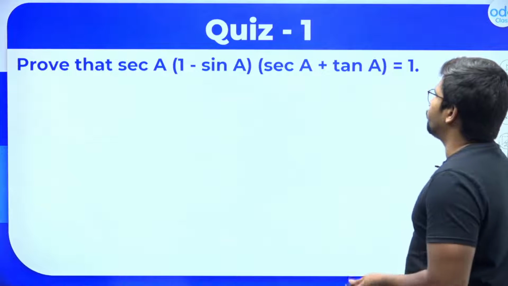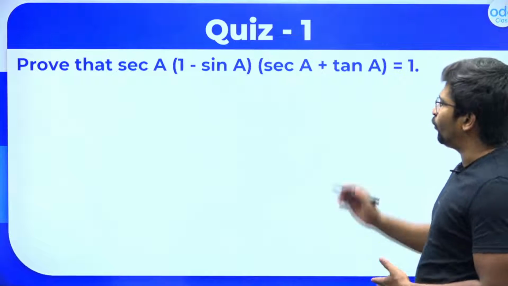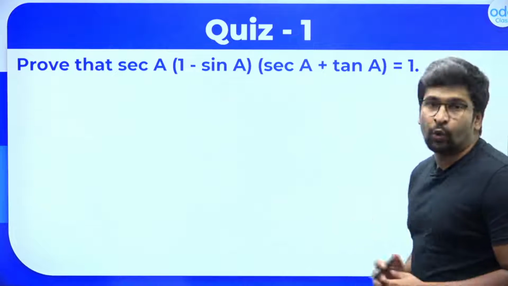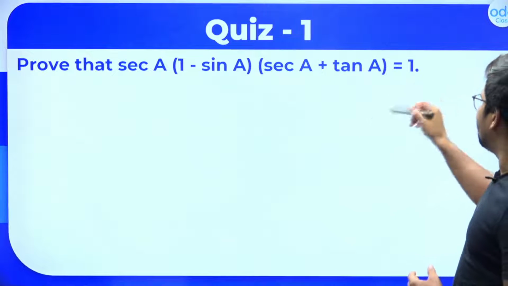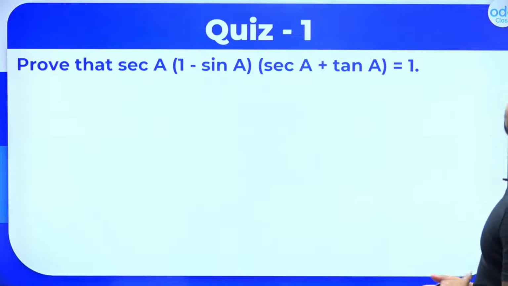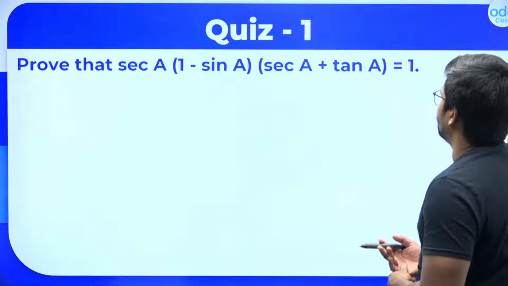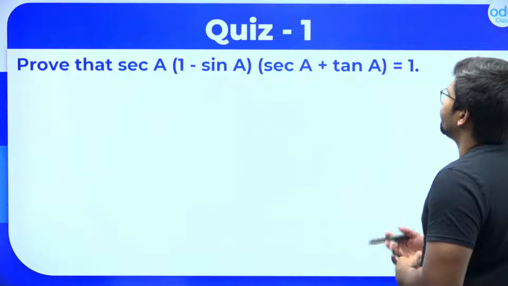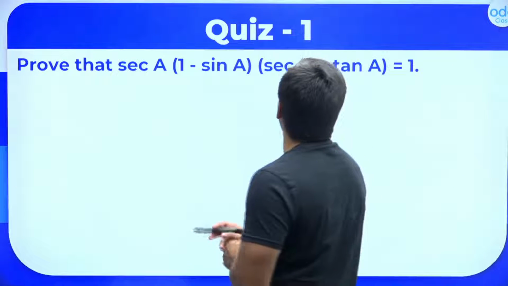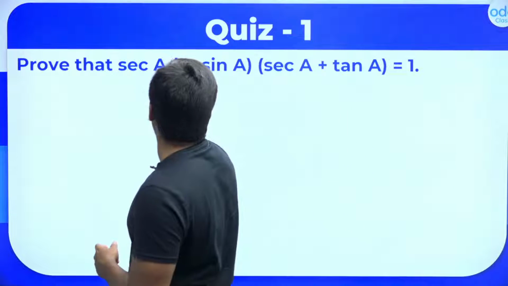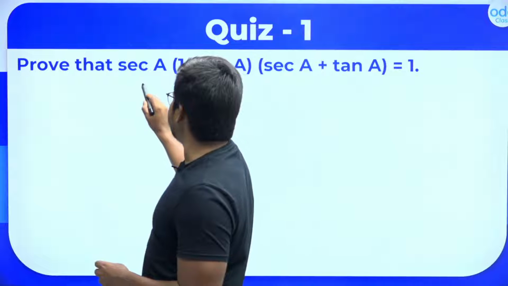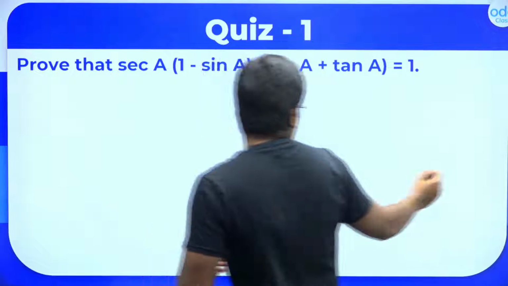So let's start with today's question. The first question is to prove that (cosec A) into (1 minus sin A) into (cosec A plus tan A) is equal to 1. This is what we have to prove. So how can we do this question? Let's do one thing. You all know that sec A is 1 divided by cos A, right?